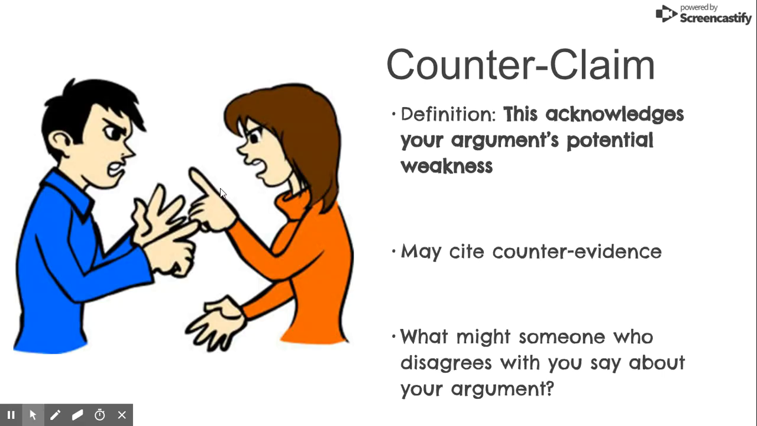The next step you have in your argumentative essay is a counterclaim. This acknowledges your argument's potential weakness. Your counterclaim might even cite counter-evidence, which is evidence that supports the other side. When you're writing your counterclaim, the question you want to ask yourself is, what might someone who disagrees with you say about your argument? It's important to include a counterclaim in your argument because it acknowledges that there are other people who have different opinions than you.